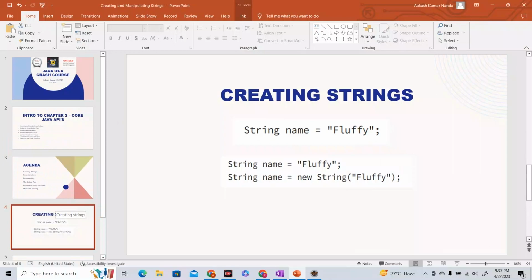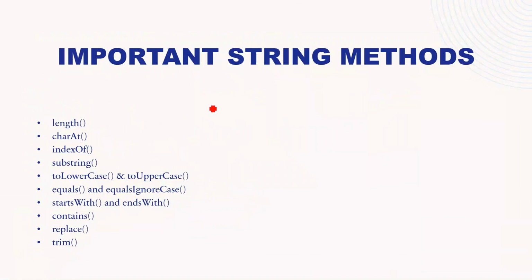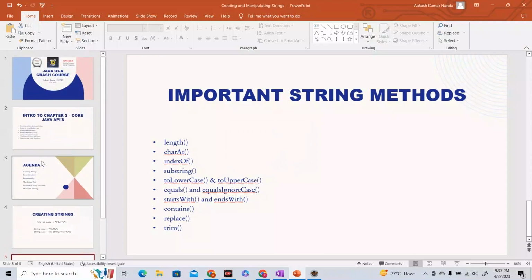Okay, what is this? So this is the string methods. There are a lot of methods, but I've chosen some of the important string methods. Here is the length method, the charAt method, indexOf, substring, toLowerCase and toUpperCase, equals and equalsIgnoreCase, startsWith, endsWith, contains, replace and trim. We're going to see an overview of how these methods work, and then we are going to be done with our session.